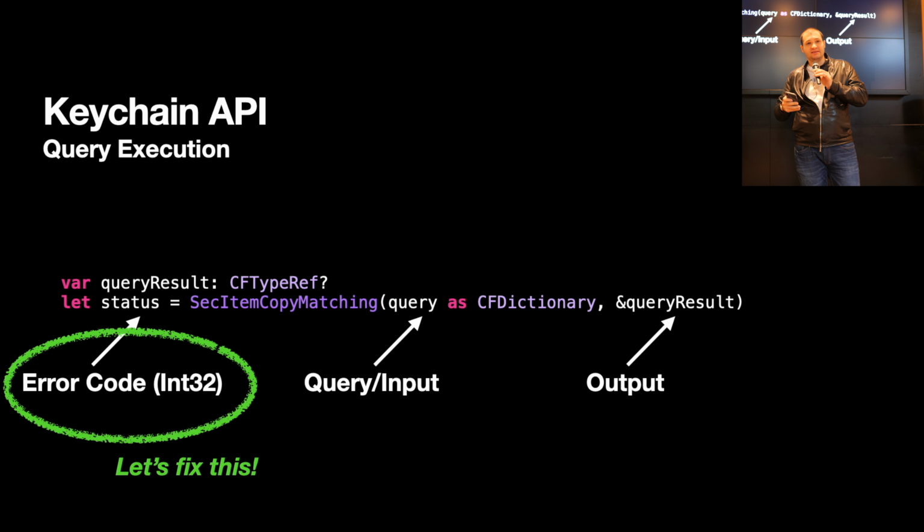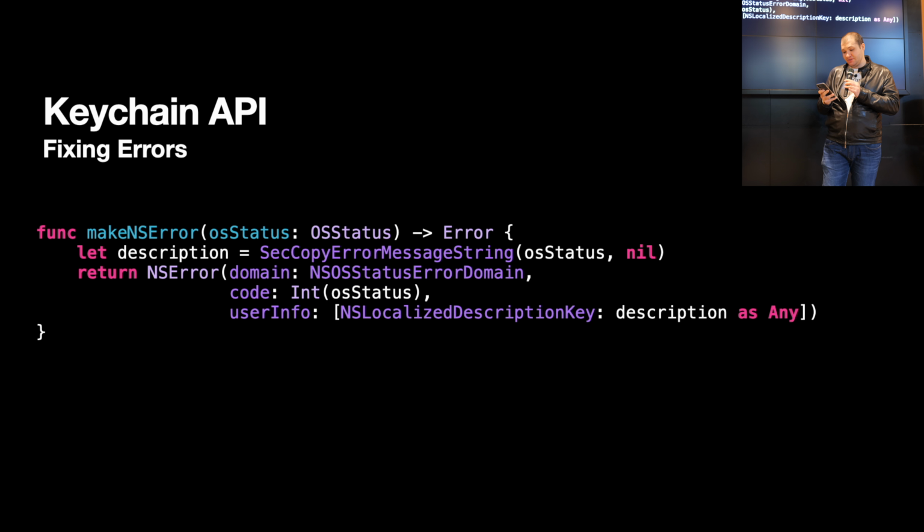Let's fix this and get the proper error in our programming environment first. We're creating the extension that will do another method call to the security framework and extract the proper description of that error. And next step is storing the data.